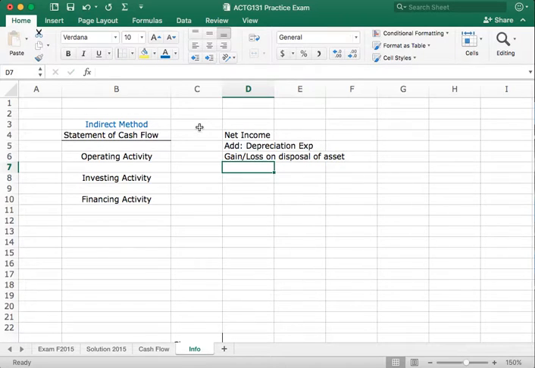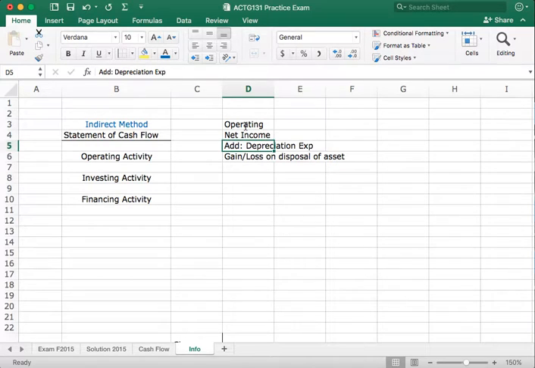Now this could be due to selling the asset, or the asset perhaps becoming obsolete, or we gave it to charity, some reason why we disposed of an asset. So again, this is all operating activity.